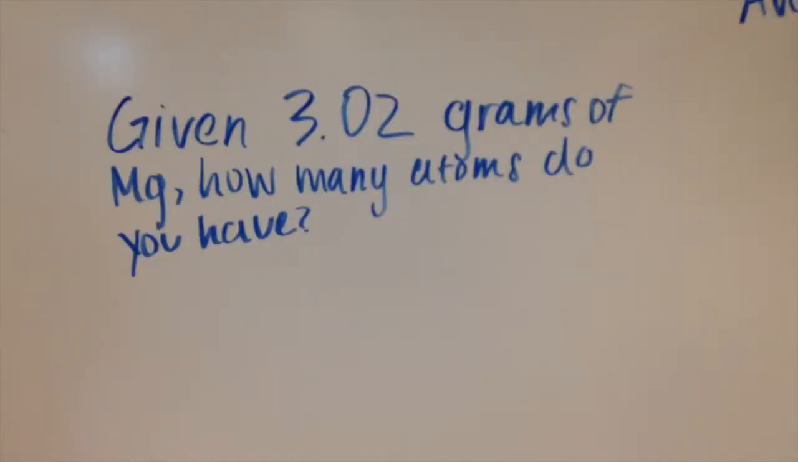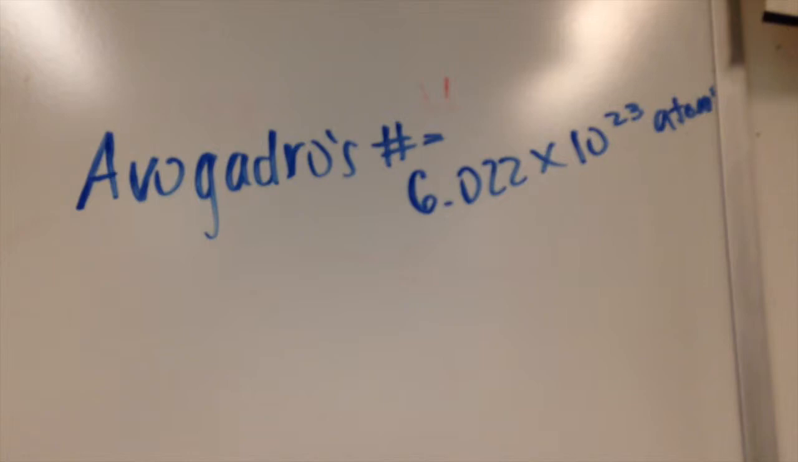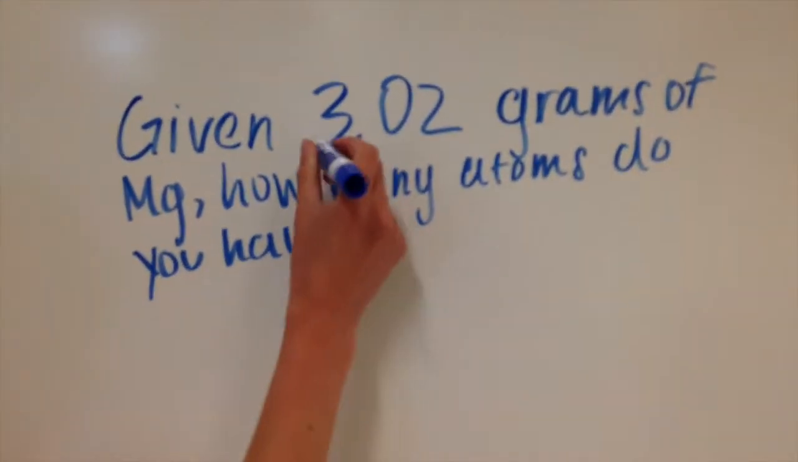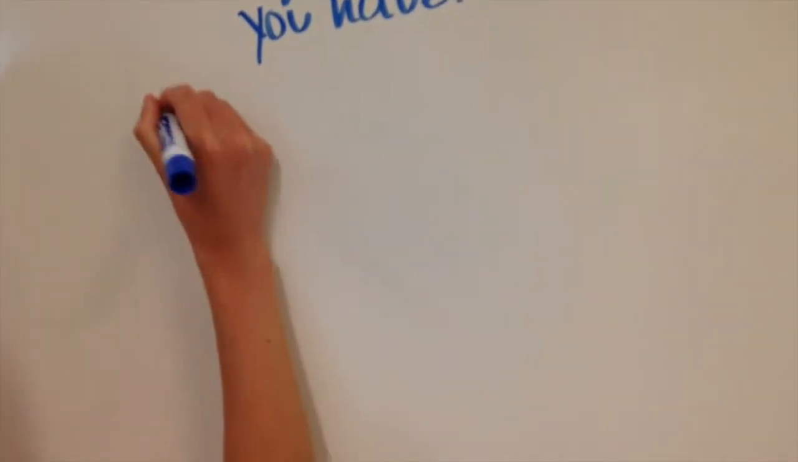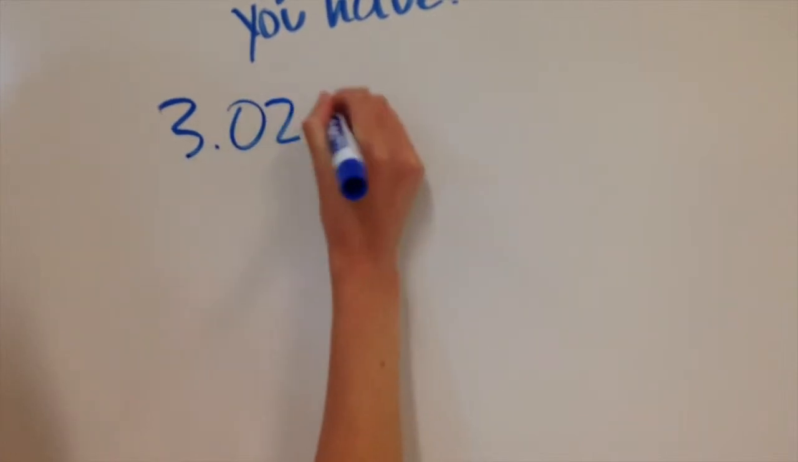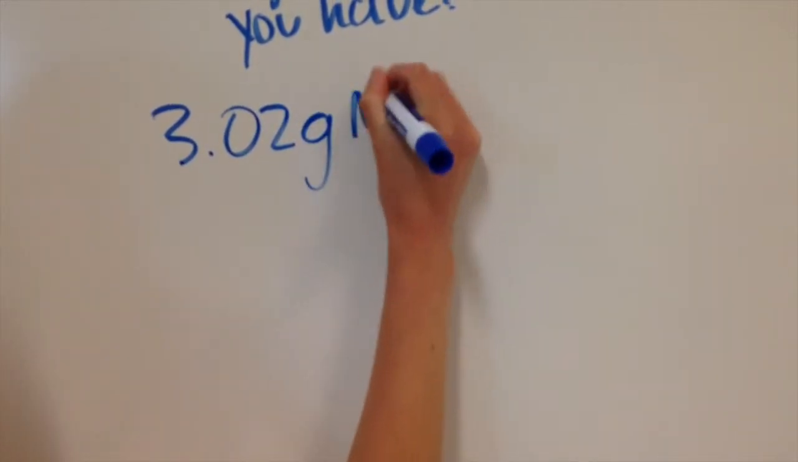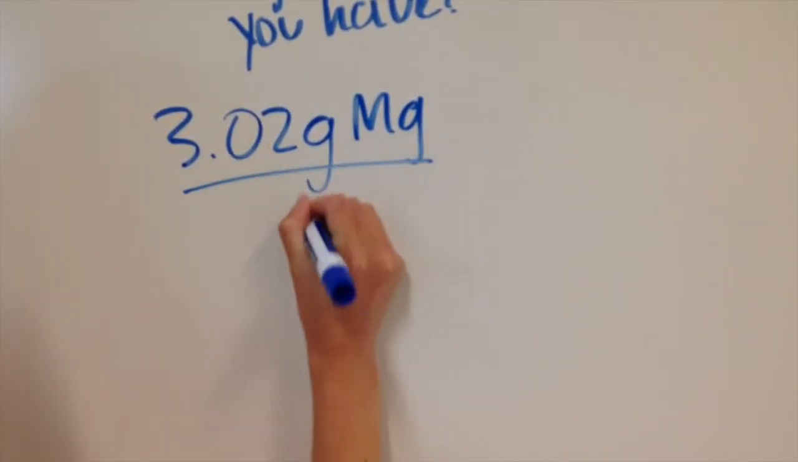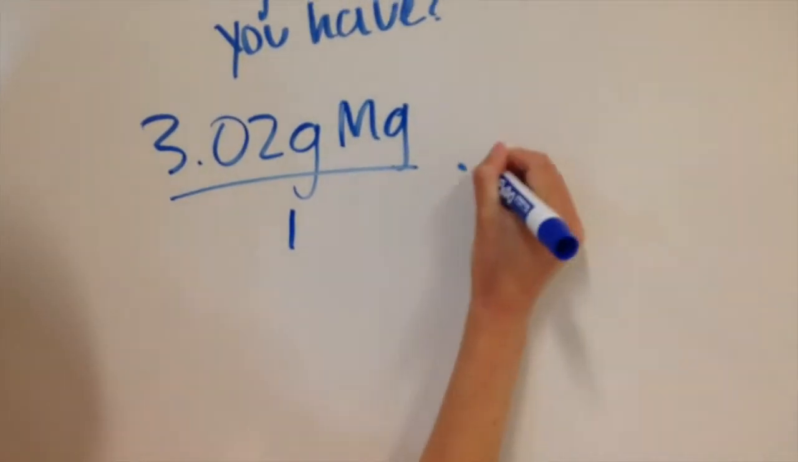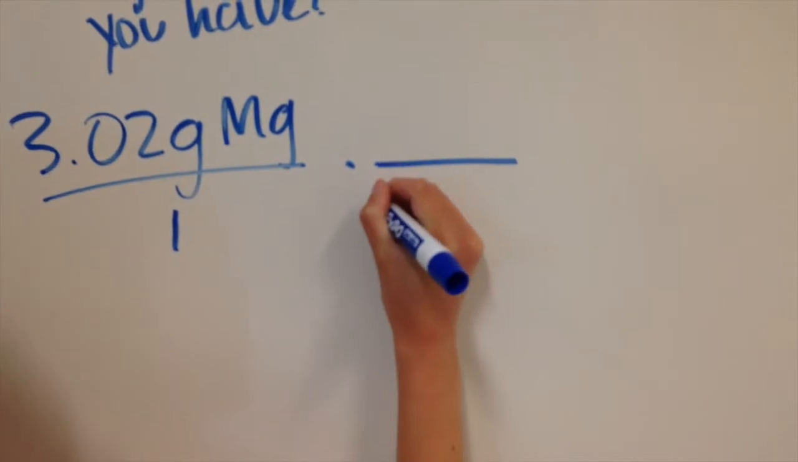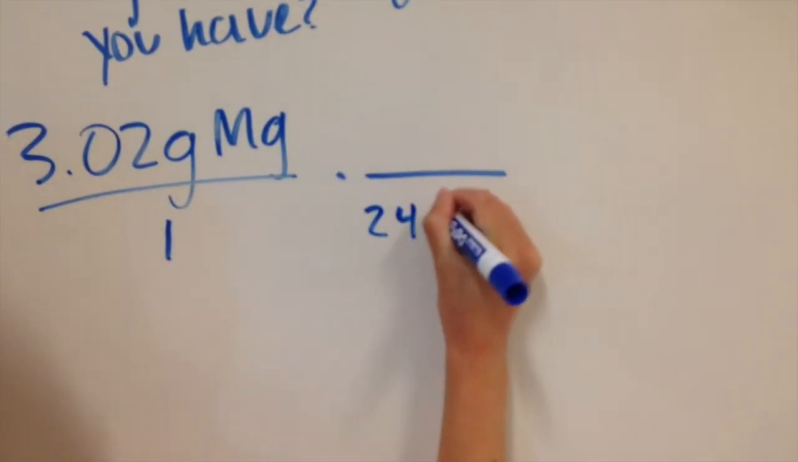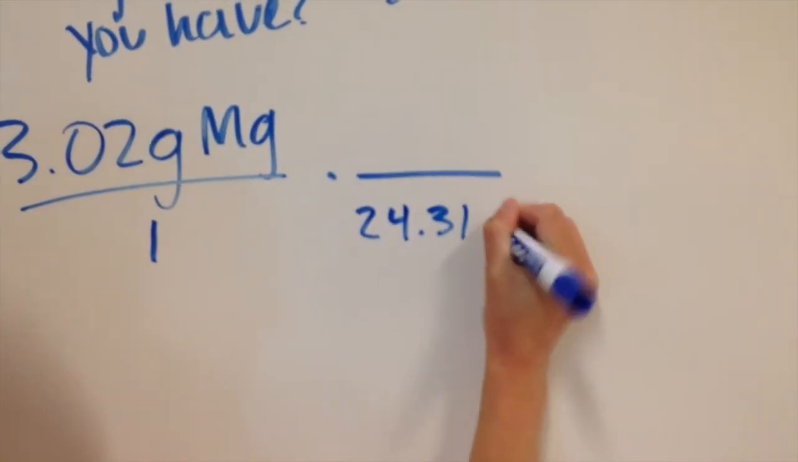Okay, so now we're going to be going from grams to molecules, and we're going to be using Avogadro's number, which is 6.022 times 10 to the 22nd. So now we're going to start by finding the given, which is 3.02 grams of magnesium. And we're going to place that over 1. And we're going to multiply that by the molar mass of magnesium, which we're going to put on the bottom so we can cross the grams out.